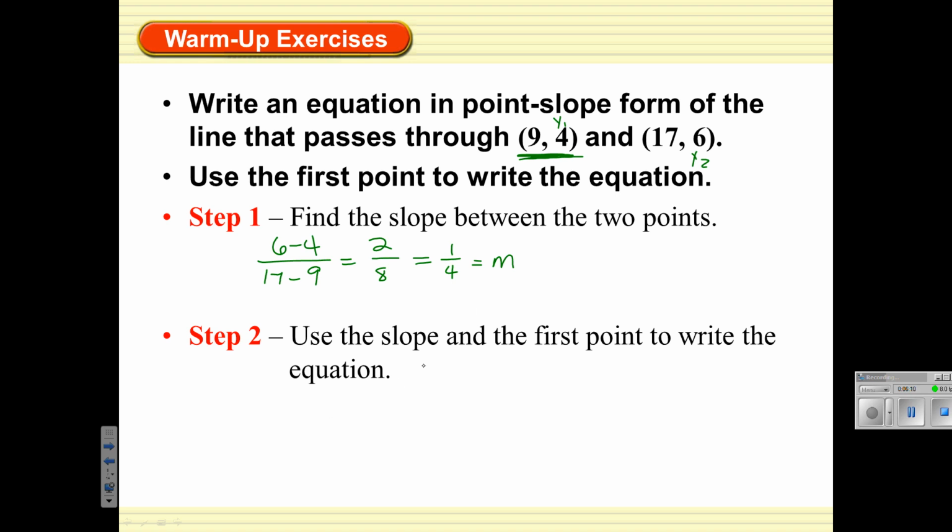So here's my equation. Y minus y sub 1 equals m times x minus x sub 1. So let's substitute. My y sub 1 is 4, so it's y minus 4. My m is 1/4. My x sub 1 is 9. There's my equation.